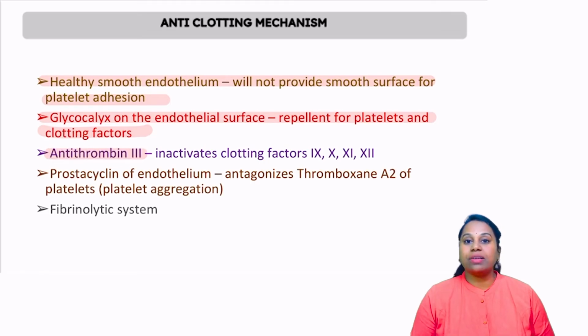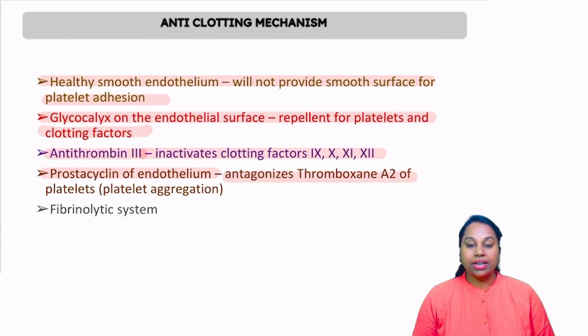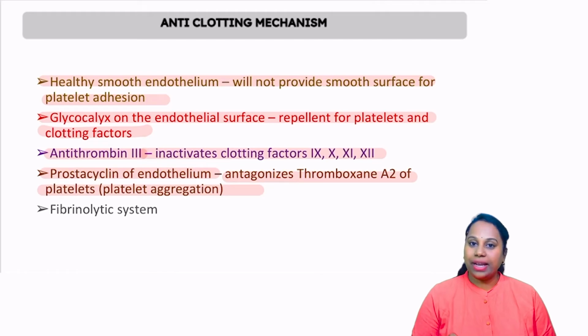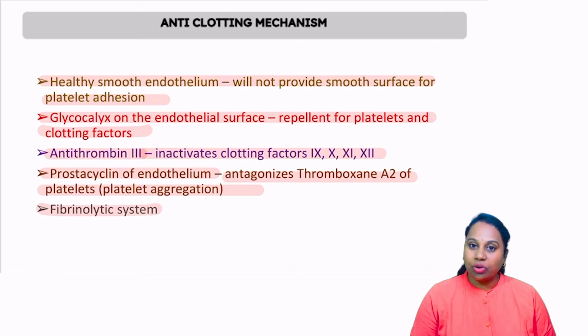Antithrombin 3. Naturally, blood has antithrombin 3, and this antithrombin 3 can inactivate clotting factors 9, 10, 11, and 12. Prostacyclins of the endothelium. In a natural, healthy endothelium, it has prostacyclins which can antagonize the action of thromboxane A2, and thromboxane A2 helps in platelet aggregation. Even if by mistake a clot is formed, your body itself can lyse the clot by the natural fibrinolytic system. These are the natural anti-clotting mechanisms.